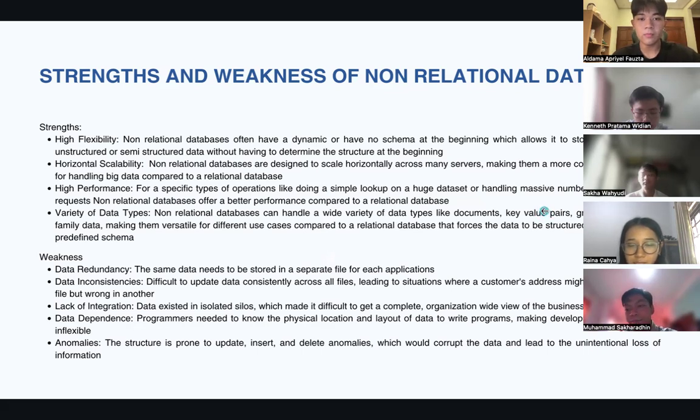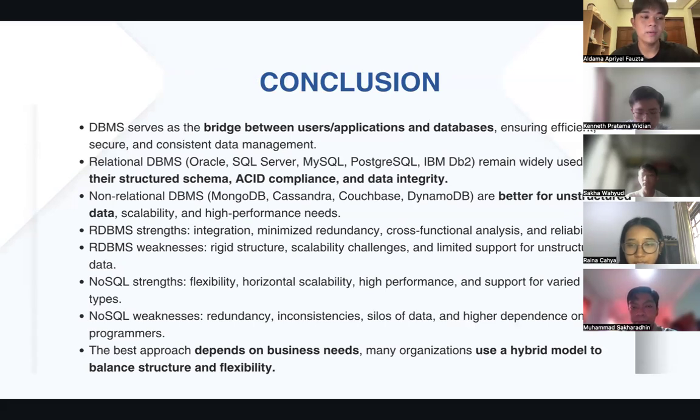So to conclude our presentation, database management systems or DBMSs are crucial because they act as the backbone of modern businesses, ensuring that data is stored, accessed, and managed securely and efficiently. Relational DBMSs like Oracle, SQL Server, MySQL, and others remain dominant thanks to strong structure, integrity, and reliability. However, non-relational DBMSs such as MongoDB, Cassandra, Couchbase, and DynamoDB have gained popularity for their flexibility, scalability, and ability to handle unstructured data. Each model has its own strengths and weaknesses. Relational DBMS is ideal for consistency and integration, while NoSQL excels at adaptability and large-scale performance. Because of this, many organizations today choose a hybrid approach combining both models to balance reliability and innovation in data management.